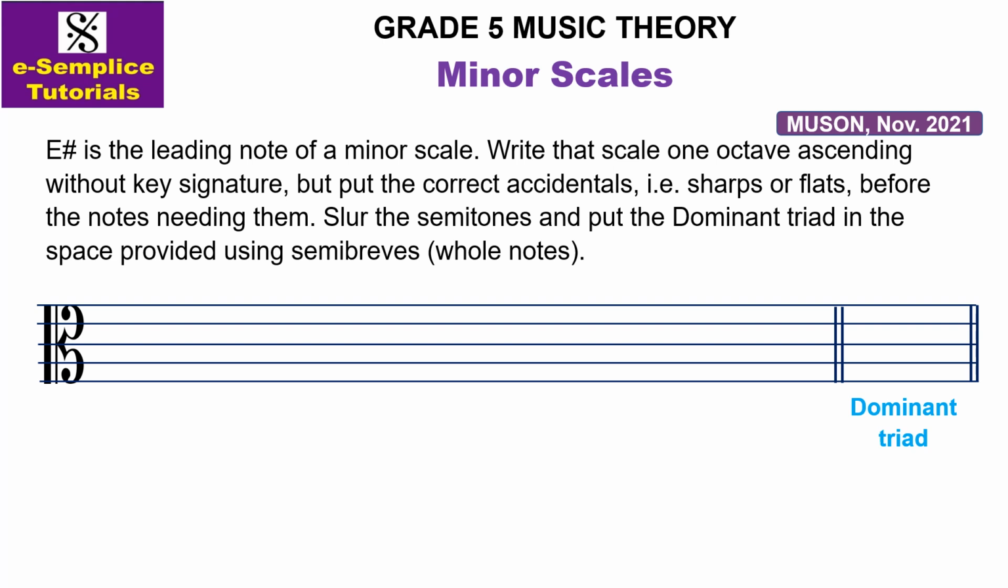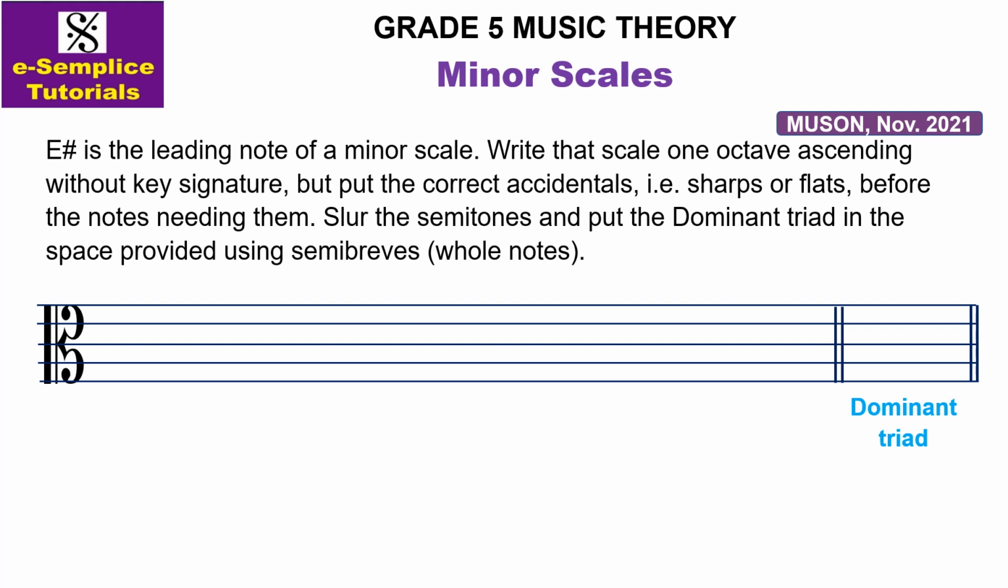This question is from the MUSON exam, November 2021, and it says E sharp is the leading note of a minor scale. Write that scale one octave ascending without key signature, but put the correct accidentals, i.e. sharps or flats, before the notes needing them. Slot the semitones and put the dominant triad in the space provided using semibreves or whole notes.